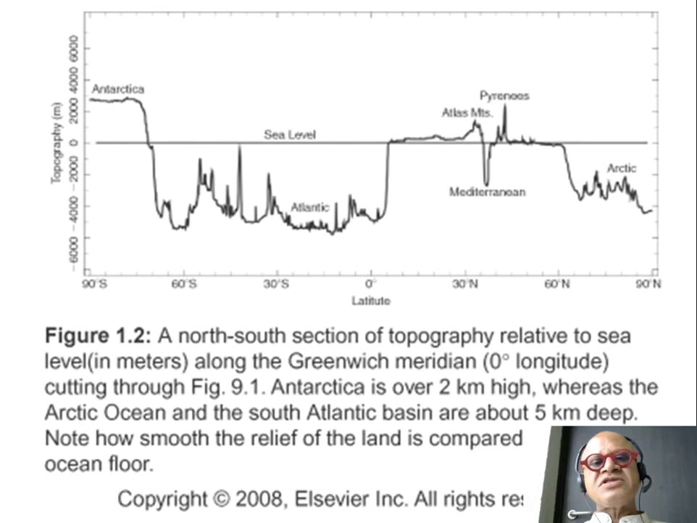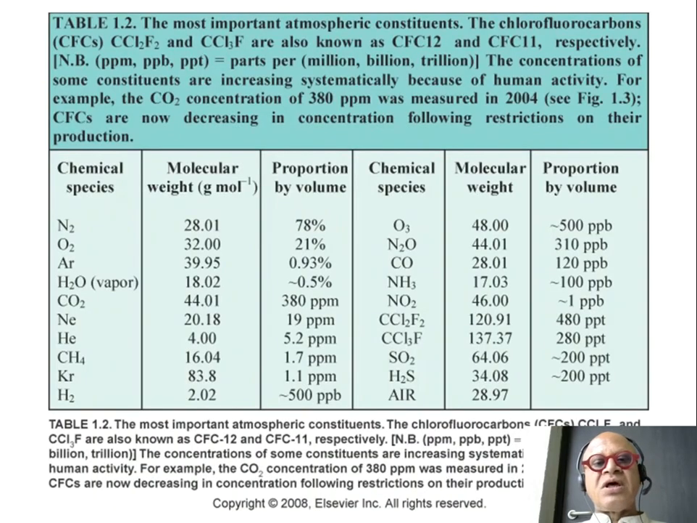So the Earth's surface has different topography, smoother in some sense than the ocean bottom. The most important atmospheric constituents, by molecular weight or by percentage, are nitrogen and oxygen, which make up most of it, with a little bit of argon, and then all these other much smaller amounts of gases that are still very critical because they affect the energy balance, right?